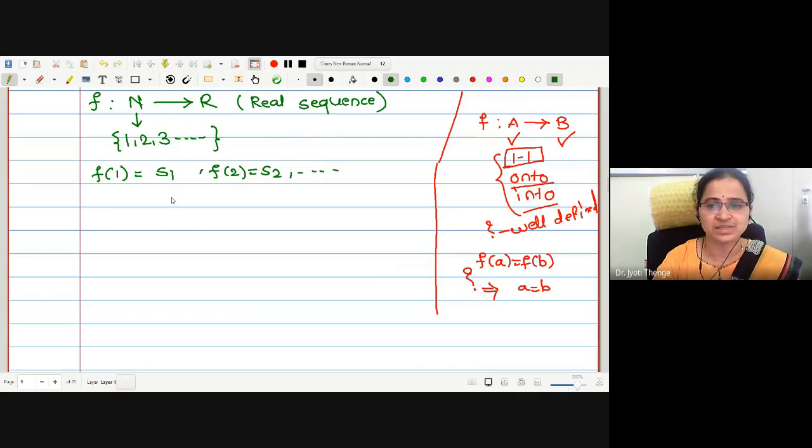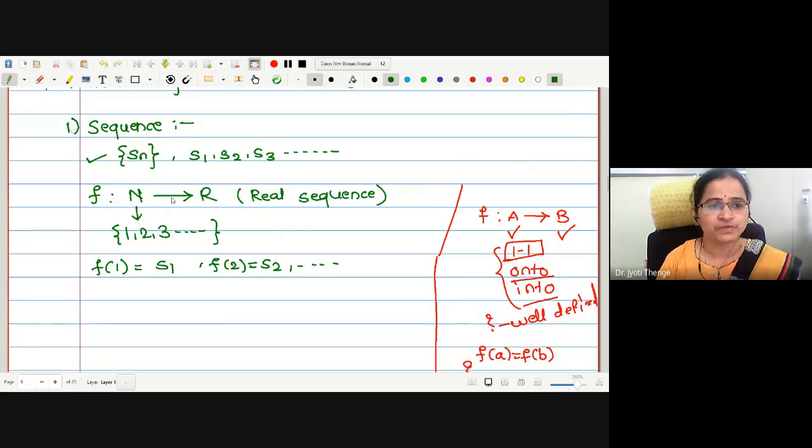Therefore function is a relation where every element in the domain has a unique element in the codomain. And why is the domain the natural numbers always? Just to number the elements of that function: first element, second element, third element, and so on. It has to be the natural numbers. This is a sequence. Can anyone tell me an example of a sequence?